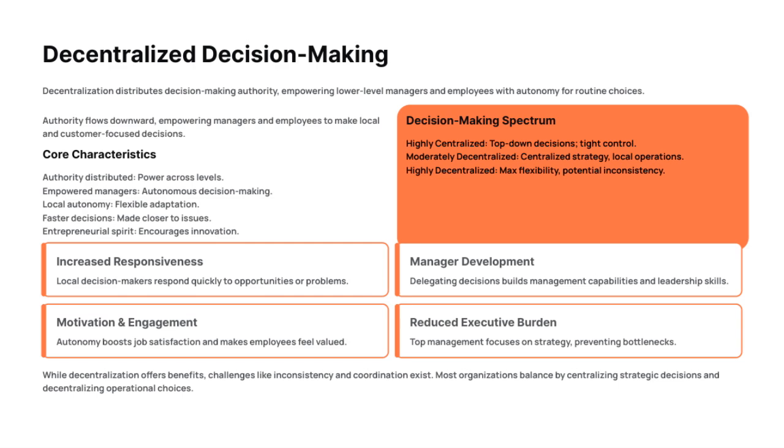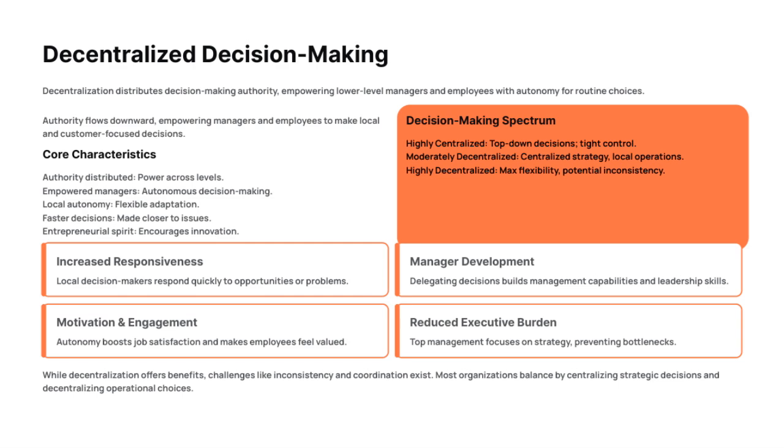Now, looking at the spectrum of decision-making, we see different levels of centralization. Highly centralized organizations rely on top-down decisions and tight control. Moderately decentralized organizations combine centralized strategy with local operational autonomy. Highly decentralized organizations, on the other hand, offer maximum flexibility but may face risks of inconsistency. The core characteristic here is how authority flows downward, empowering managers and employees to make decisions that are focused on local needs and customer satisfaction.